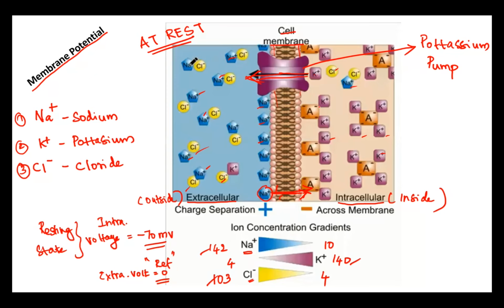So there may be a question like, in influx what happens, in efflux what happens. Okay, you should remember. So the potassium pump opens, so there will be a transport of potassium from intracellular to extracellular.